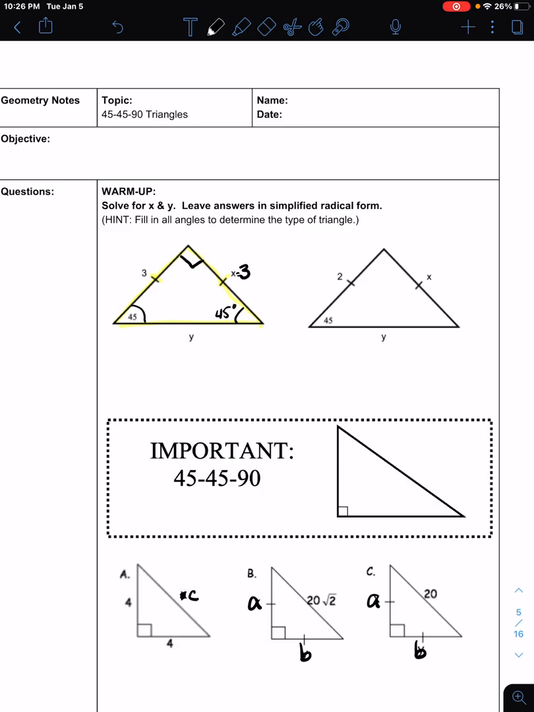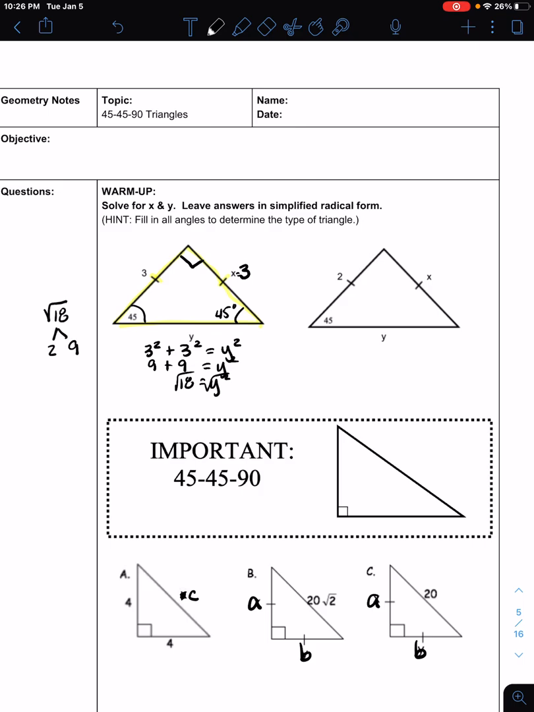So now that I know 2 of the sides, if I want to know the third side, I can use Pythagorean theorem. So I can use a squared plus b squared is equal to c squared. So I have 9 plus 9 is equal to y squared, or y squared is 18. And remember, we take the square root of both sides. I'm going to simplify that square root of 18.